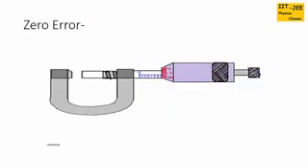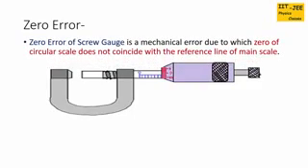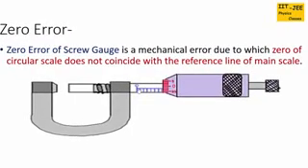So what is zero error? Zero error of a screw gauge is a mechanical error due to which the zero of the circular scale does not coincide with the reference line of the main scale. Here this is the main scale and this horizontal line is the reference line, and this one is the circular scale and this line is the zero of the circular scale. When we bring these two ends together, this end is called the stud and this is the screw of the screw gauge, first we bring both ends together.